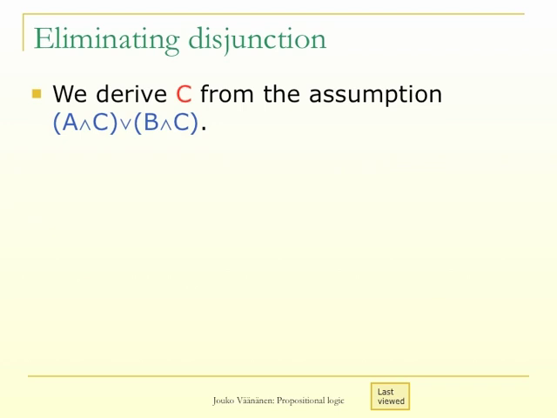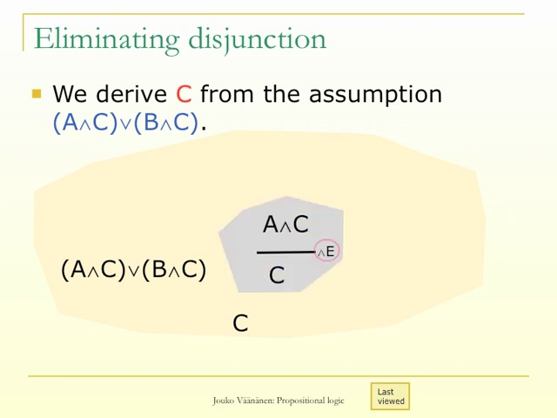So let us write the derivation of C from the disjunction of A and C and B and C. It is one big application of disjunction elimination. We just have to use conjunction elimination to take care of the temporary assumptions.